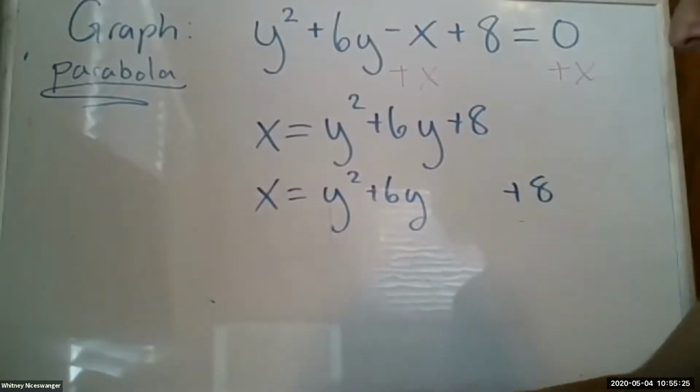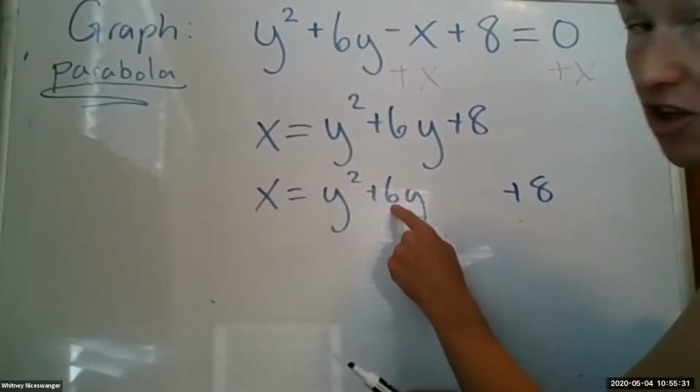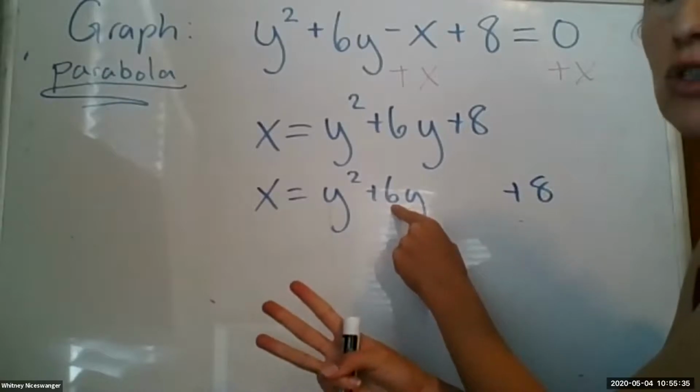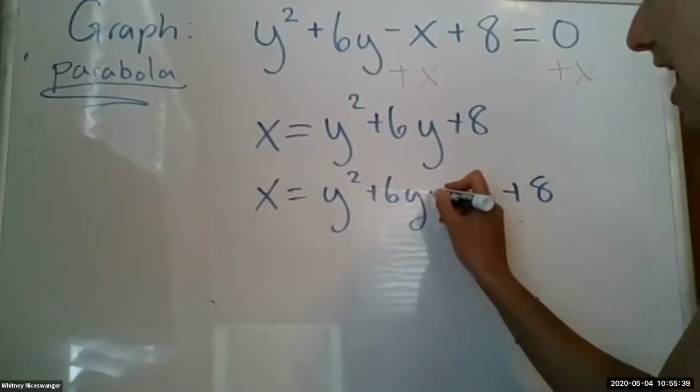So I'm going to give myself space. I know that the constant term I need is this constant term, 6, divided by 2, 3, squared. So I know I need a 9 here. So I can just go ahead and add a 9.